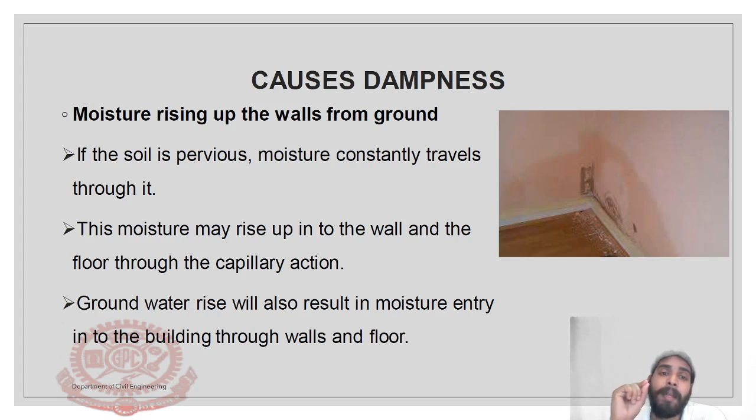One of the important characteristics of pervious soil is that the moisture may tend to travel through it, right? Then this moisture may rise up into the wall and flow through the capillary action. You would have studied about the capillary action, capillarity. What is capillary action? It is due to the adhesive force of the water. The capillary action may take place. Capillarity. Okay, water may rise up.